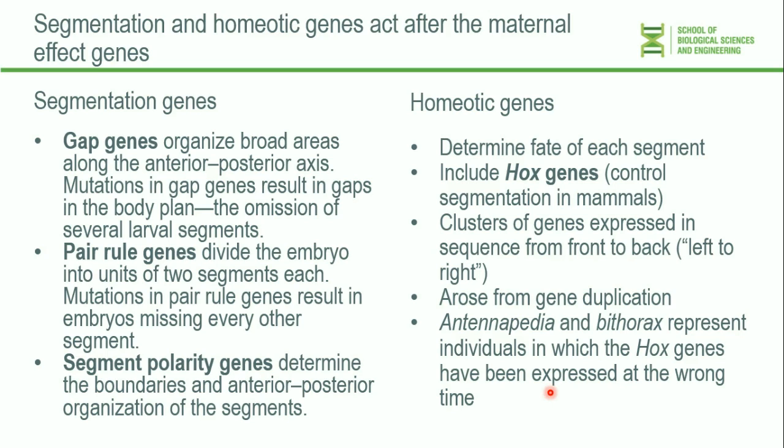Now, after the gap genes, the pair rule genes become important. They divide the embryo into units of 2 segments each. Mutations here will cause every other segment to be missing in the embryo. It's no longer a large section, but a small section that's going to be missing. And then finally, we have segment polarity genes, which determine the boundaries and the anterior-posterior organization of the segments.